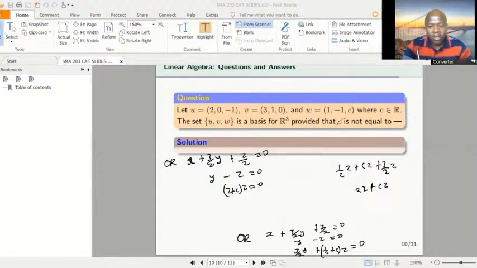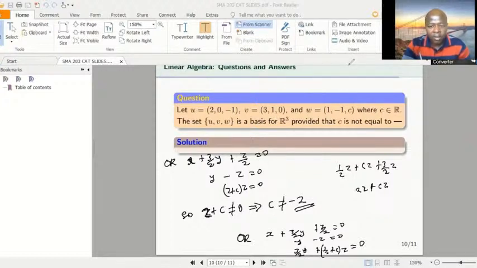So the question is, what should c not be equal to? Now, for this to be linearly independent, what we want is that this part should not be equal to 0. The part 2 plus c should not be equal to 0, or that c should not be equal to negative 2. So if c is not equal to negative 2, then these vectors will be linearly independent, and therefore they form a basis. That is what the question wanted us to do.